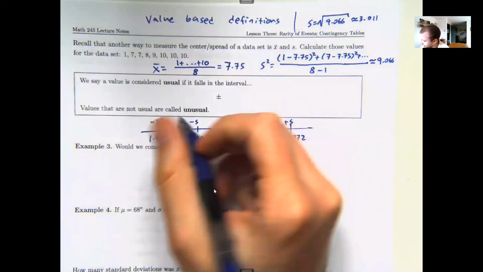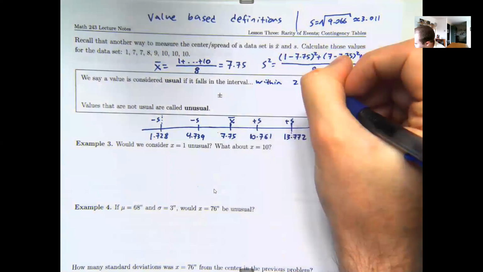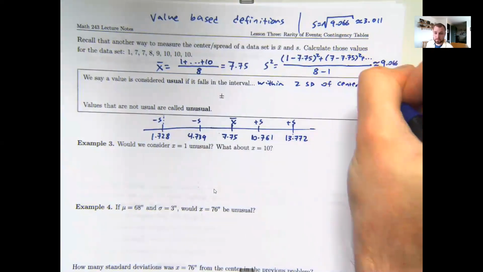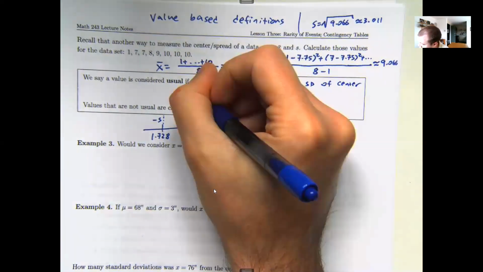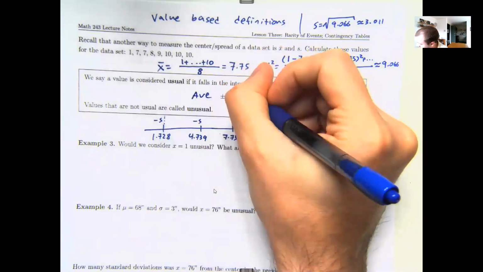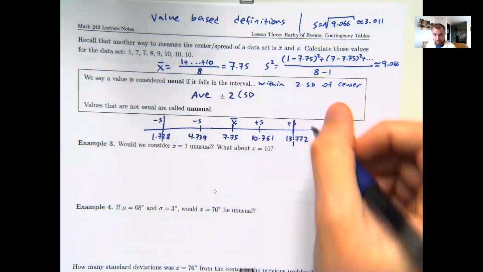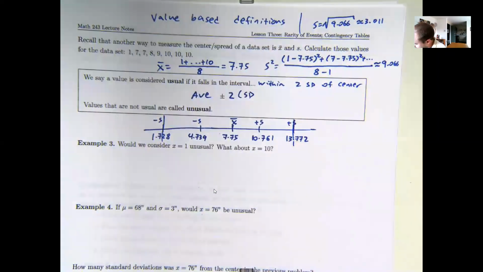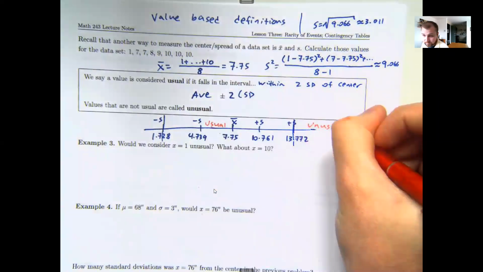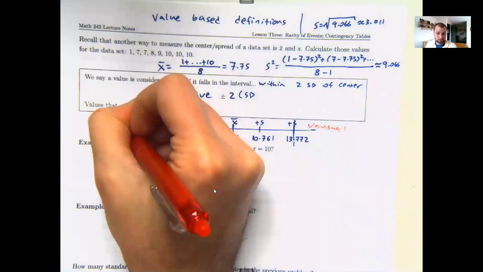And I would say anything within 2 standard deviations of the center is considered to be usual. So from the middle, from this average x bar, if I go up and down 2 tick marks, like here to here, this area of my graph is considered usual. Anything that is bigger than this is unusual, and anything smaller than this is also unusual.